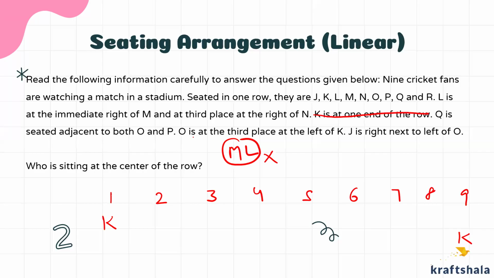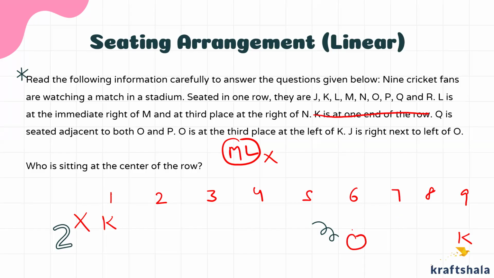Now I will look for a statement that has K in it, so that I know how it automatically fills up. Now the statement which connects K is this one. O is at third place to the left of K. If I talk about the first case, there is no left of K. That means this case is rejected. So that means this case is correct. O is at third place to the left of K. Now what do you mean by third place? So sometimes people think third place means leaving three. No. This is the first place, this is the second place, and this is the third place.